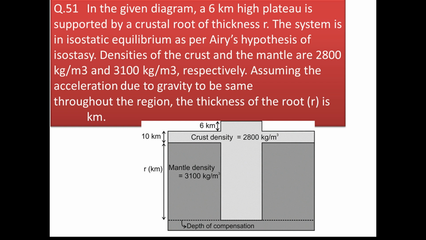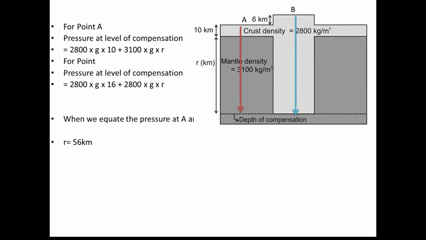Now see, we have marked a point A and a point B on the figure. Point A is on the surface of the earth, whereas point B is on the plateau. For point A, the pressure at the level of compensation is the pressure at the 10 km, and the rest we have to add the pressure for the root part, which is in the mantle. So pressure at the level of compensation for A will be 2800 into g into 10, because 2800 is the crust density for 10 kilometers, plus 3100 into g into r, because r is the depth and 3100 is the mantle density.